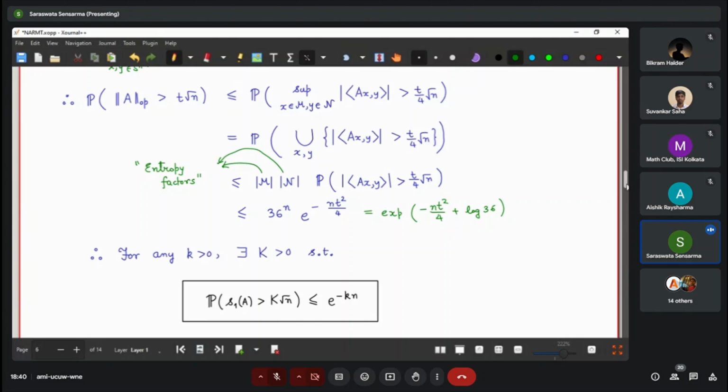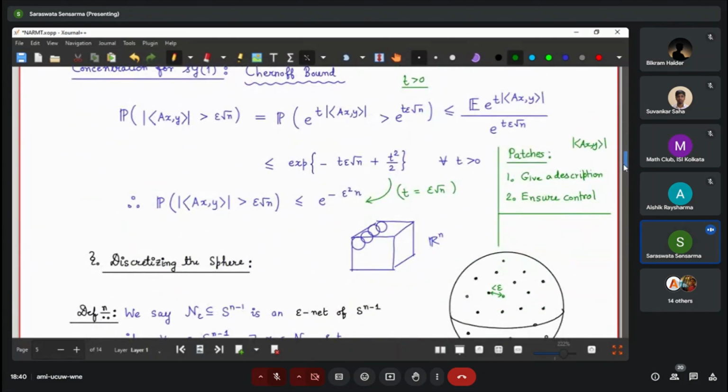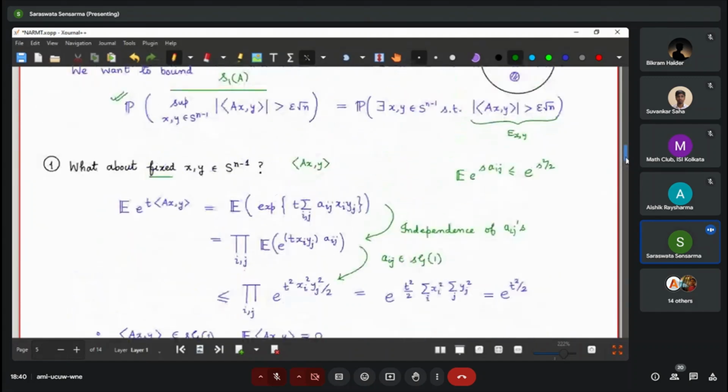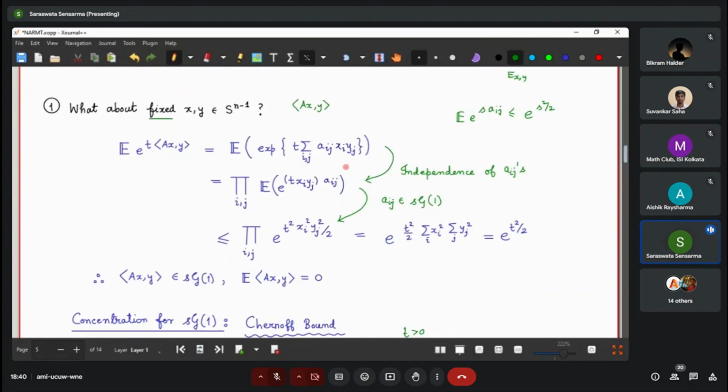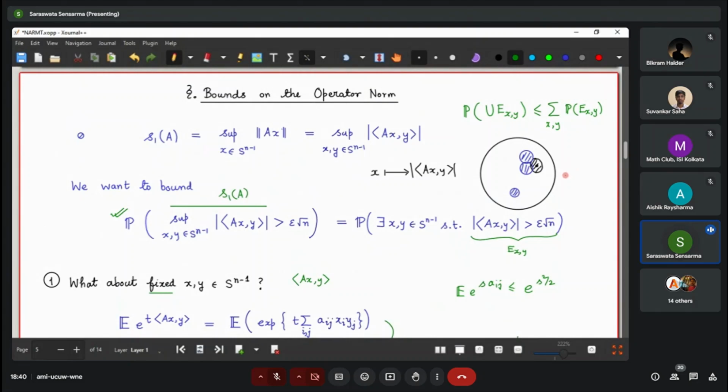Let's just quickly reflect upon what we did. This is a very standard method of proof in these kinds of things. First we give a bound for a fixed x and y, for a fixed pair of vectors, and then we extend it using the union bound, but not on the entire set, on patches.